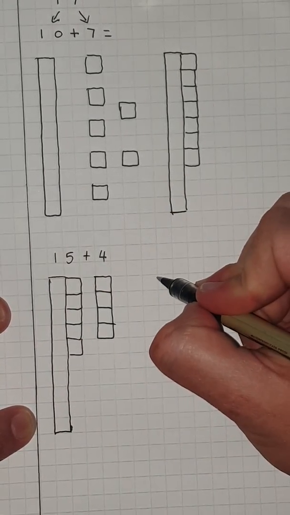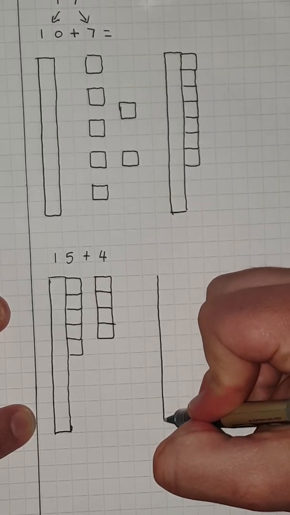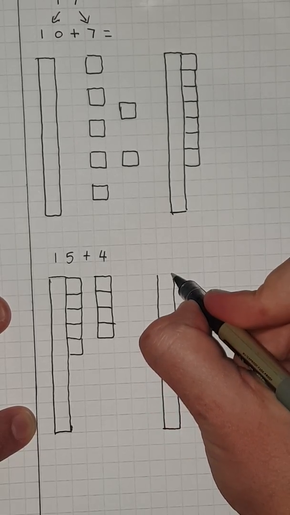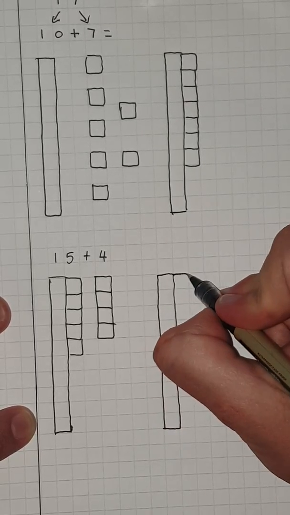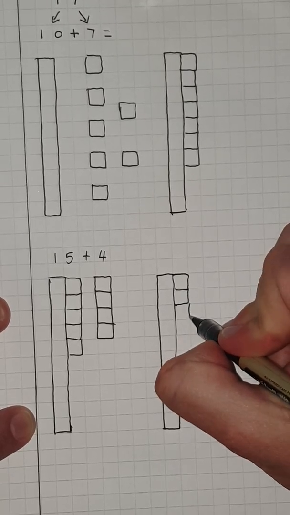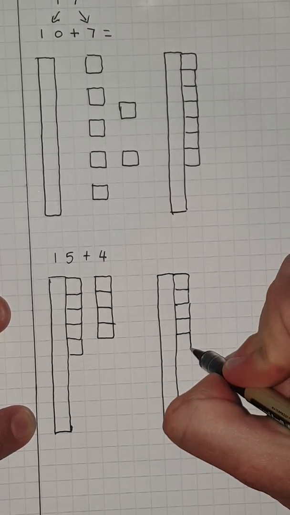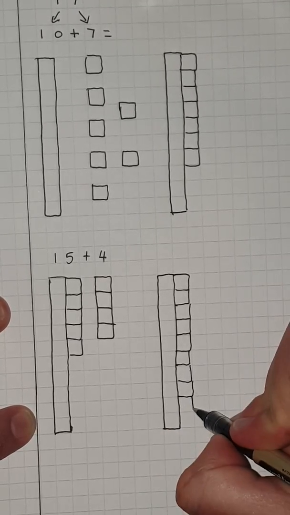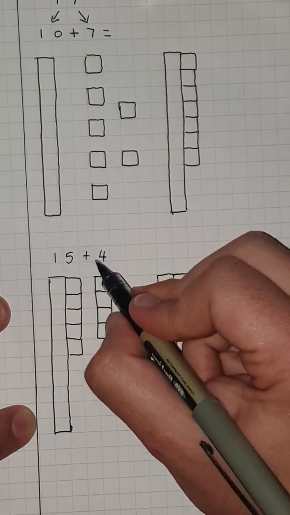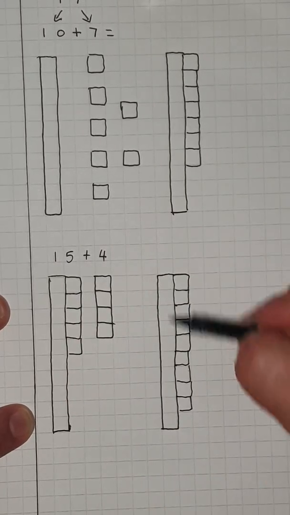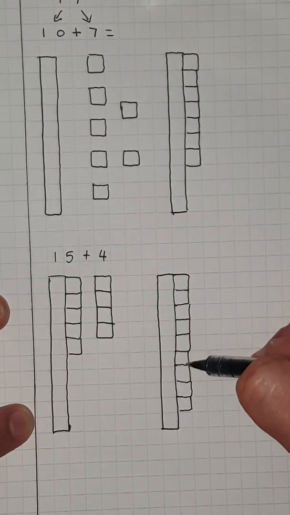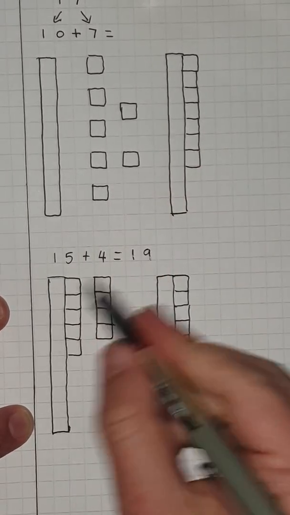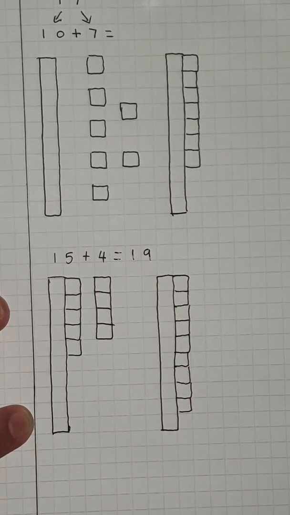So then you've got your 1 ten. And then you've got your 1, 2, 3, 4, 5 ones. And then 1, 2, 3, 4 ones. So you know that 15 add 4 is now 10, 11, 12, 13, 14, 15, 16, 17, 18, 19. And you can do that pictorially like this using what you've learned up here.